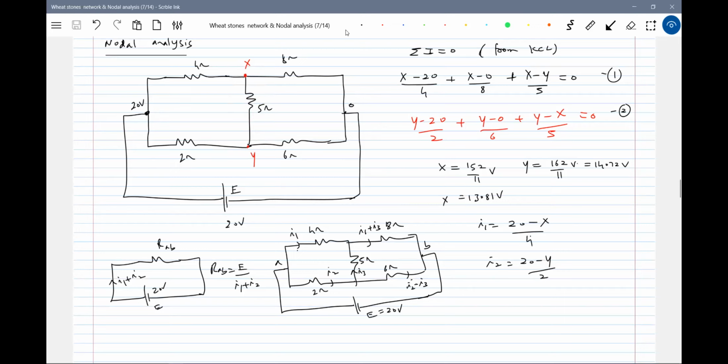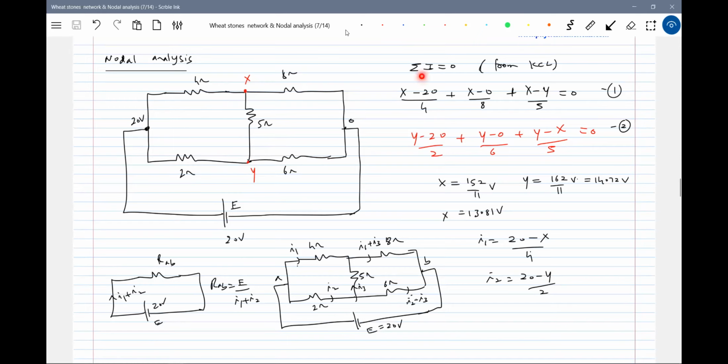Then, how to calculate the current in all branches? That means the current in this branch, or in any branch, how to determine. Here I'm going to introduce nodal analysis. The algebraic sum of currents at a given junction should be 0.